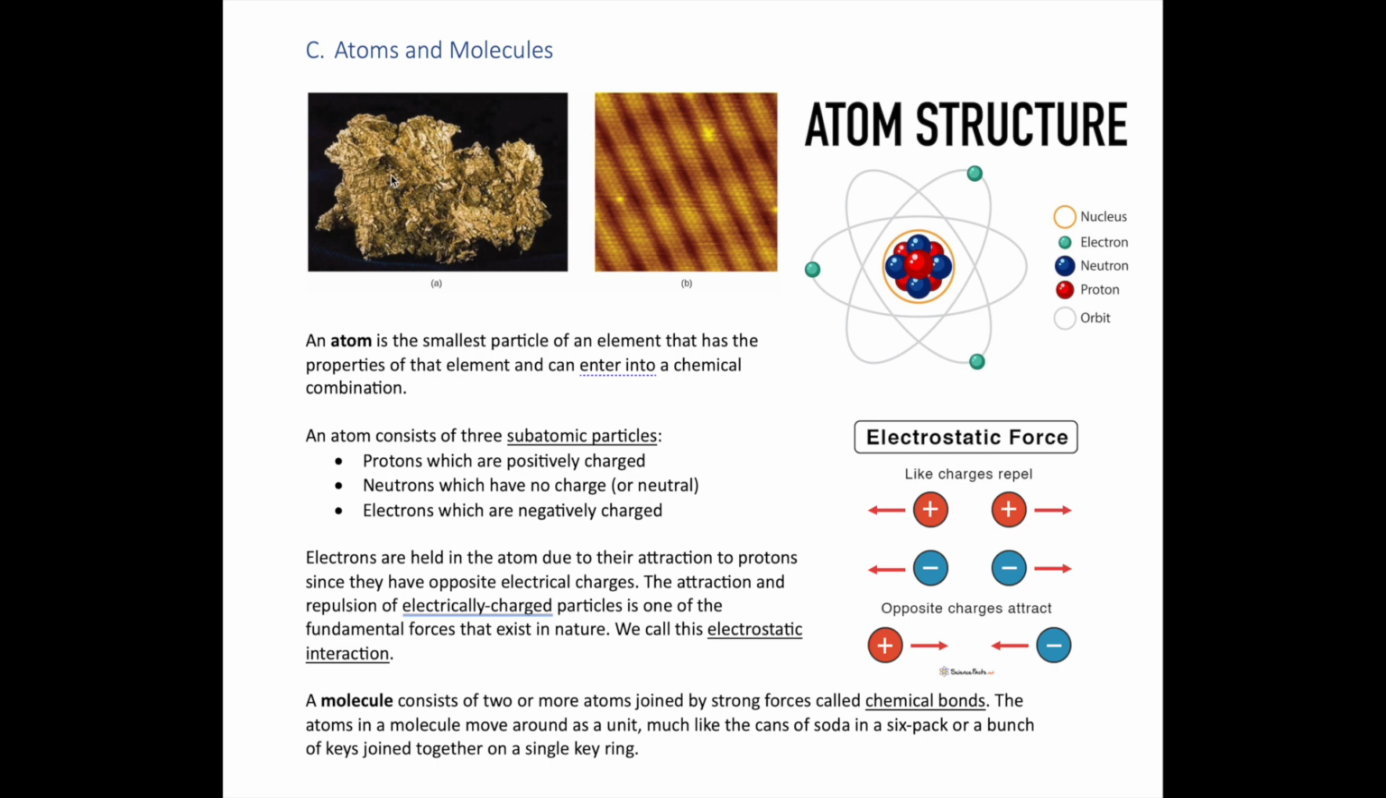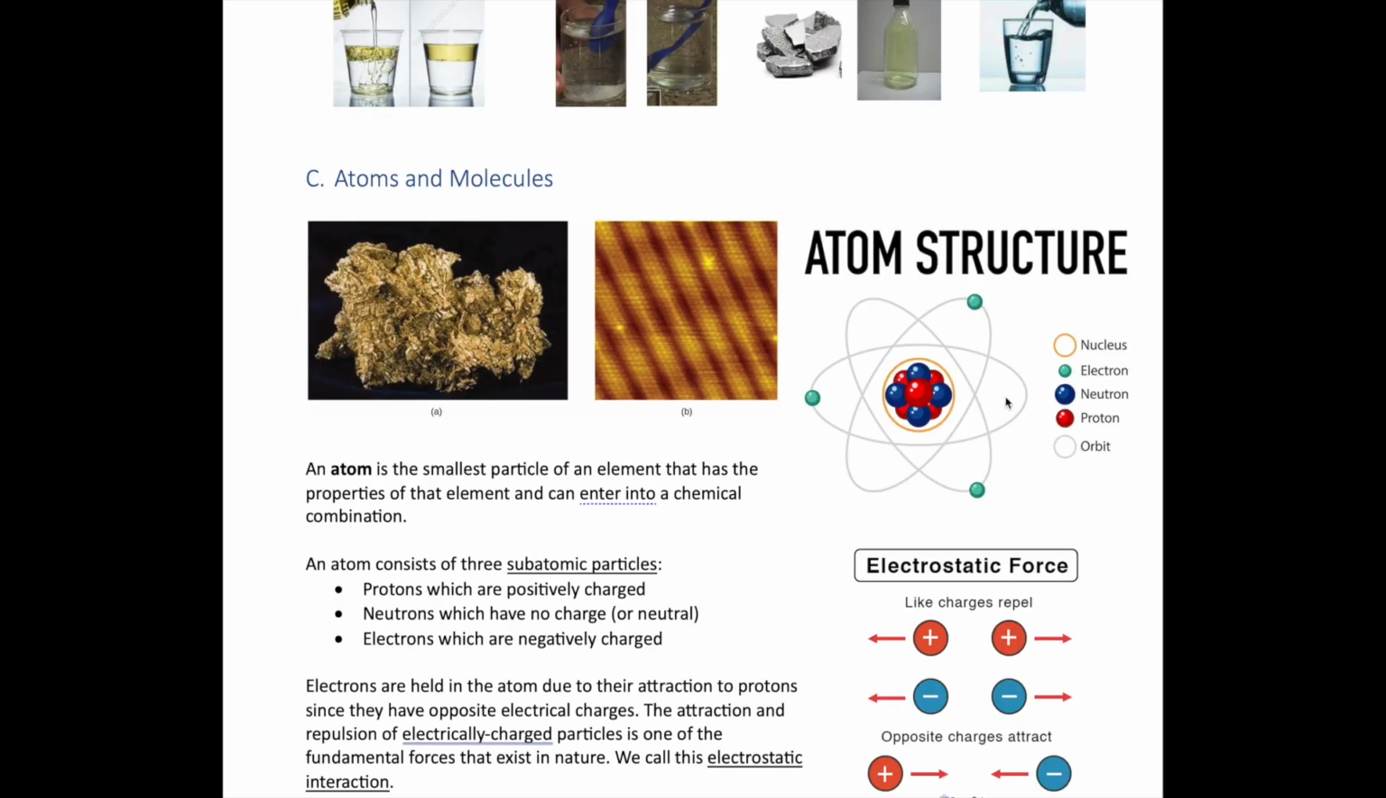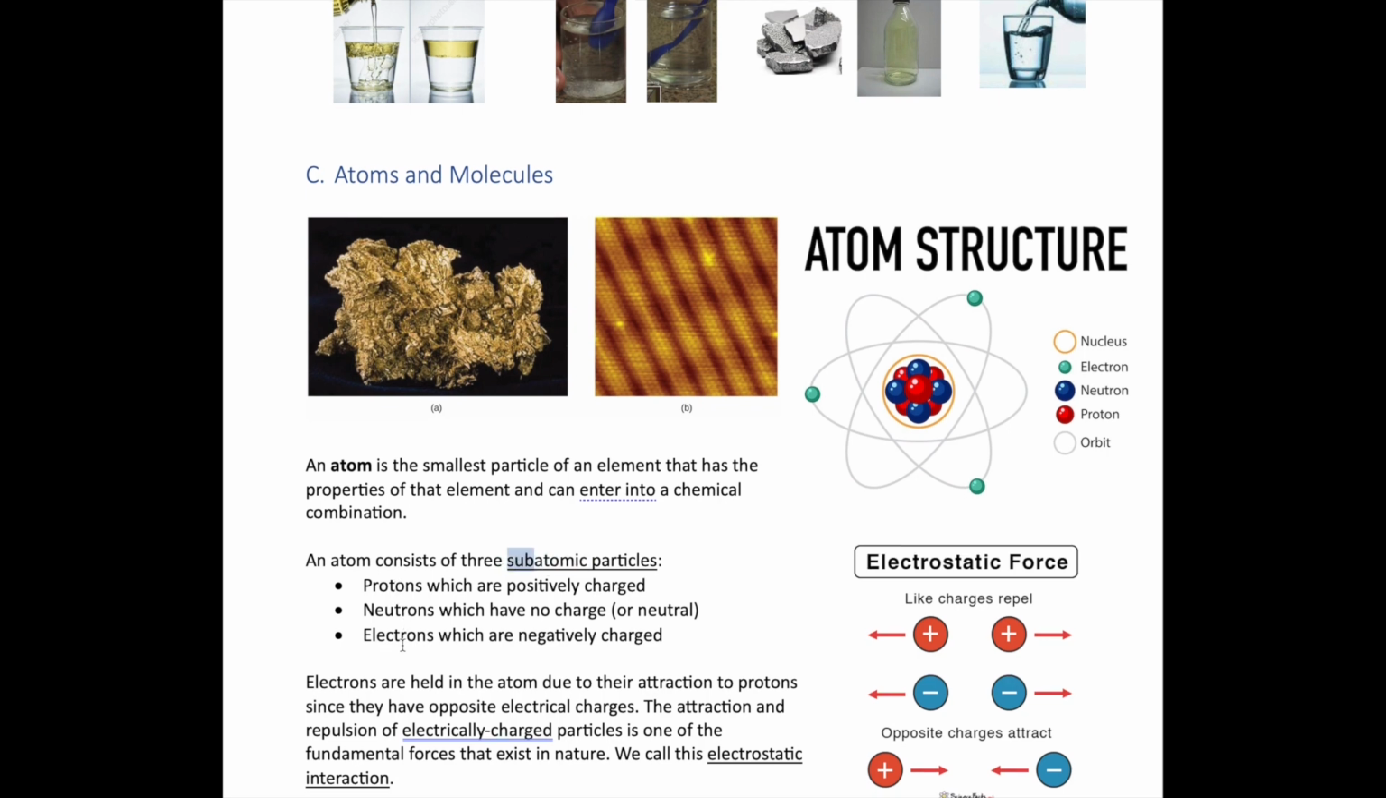Okay, so here's a sample of gold. When you actually shine X-rays on them, you can see the individual gold atoms. Now, the atoms themselves are made up of subatomic particles. The word sub here just means they're smaller. There are three of them: protons, neutrons, electrons. So every atom has these three particles.